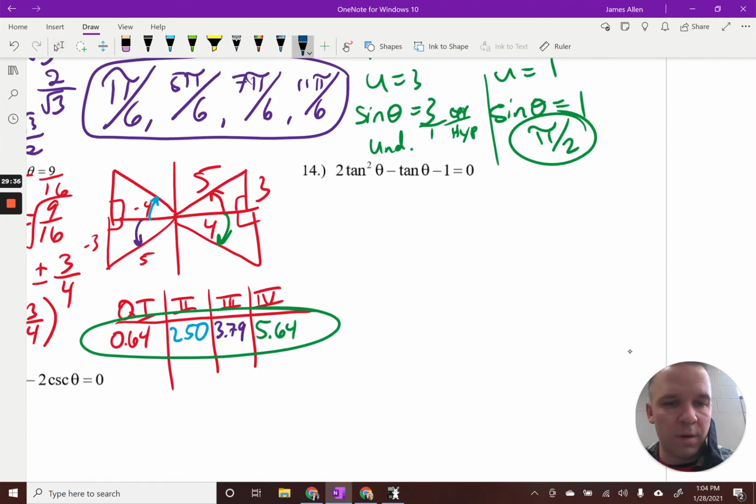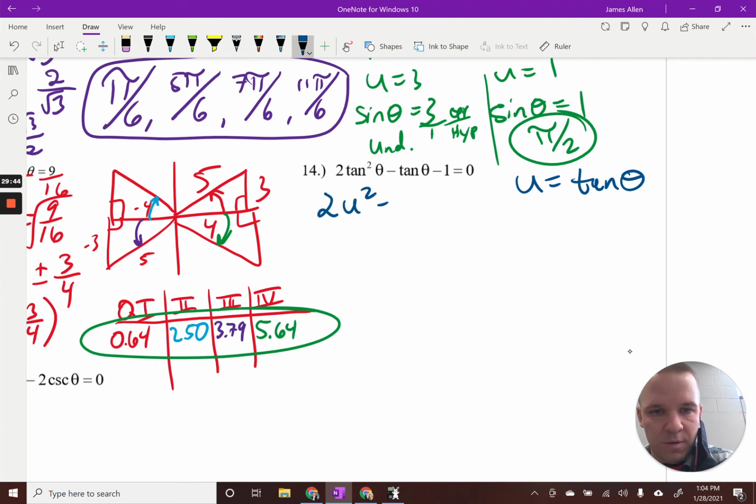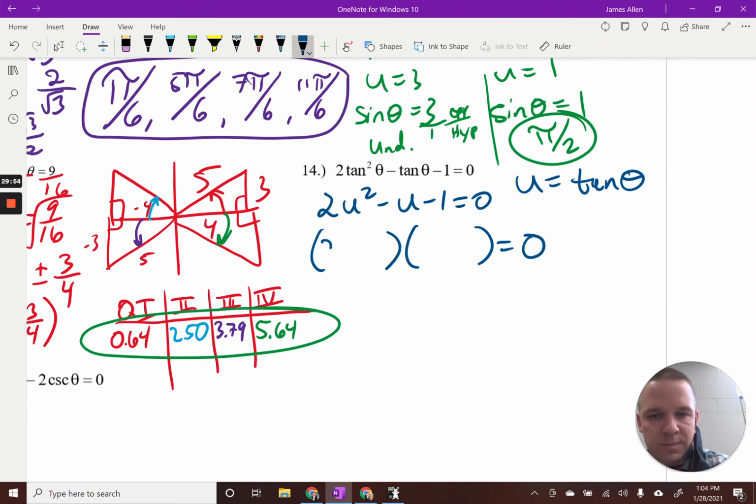All right. 2 tangent squared minus tangent of theta minus 1. We're going to be using u substitution again. U is equal to tangent of theta. So I'd have 2u squared minus u minus 1 is equal to 0. Now, I know some of you will use the rainbow method. With a lot of these, it's going to be pretty easy to just do guess and check. That's the way I learned it anyways, back in the good old days.